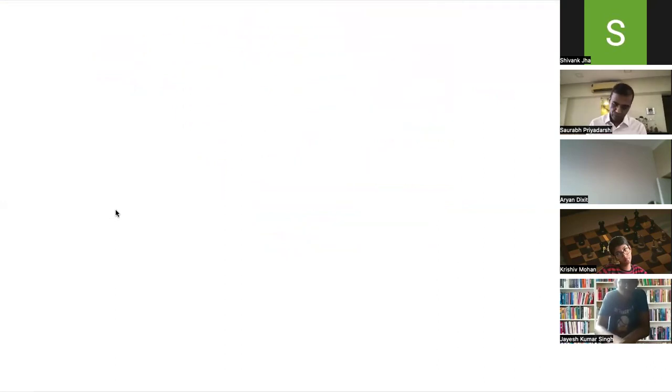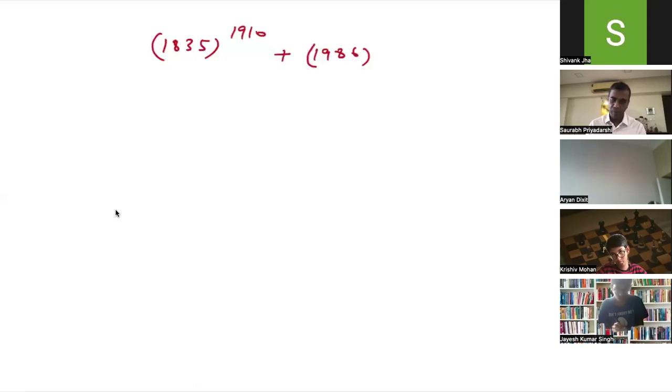हाँ, I'm giving you a question. 1835 to the power 1910 plus 1986 to the power 2061, right? Mod 7 के लिए what is the congruency? Simple question. Only you have to use the formula. Take your time. Write down the answer in chat.